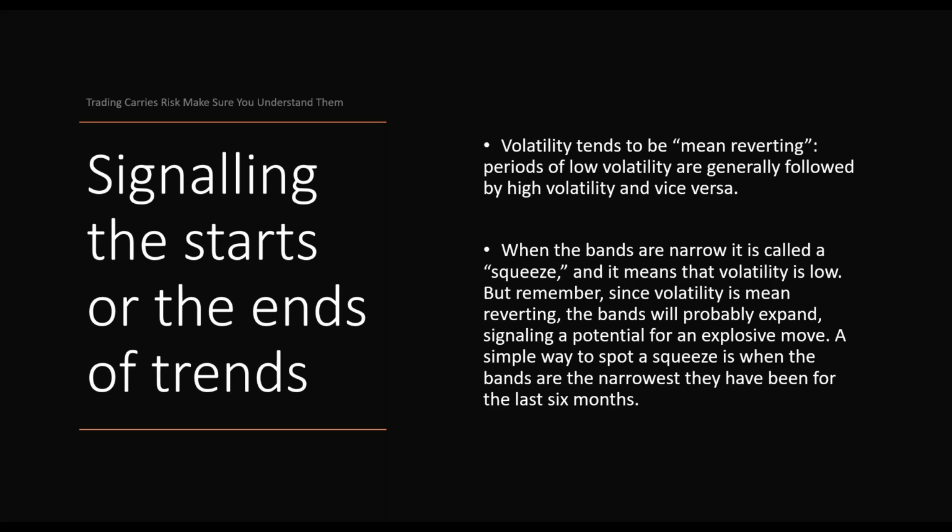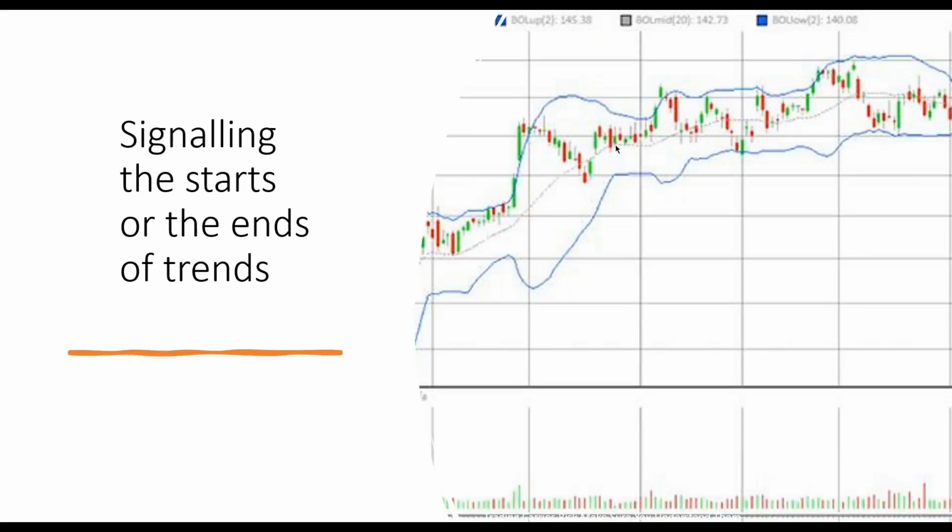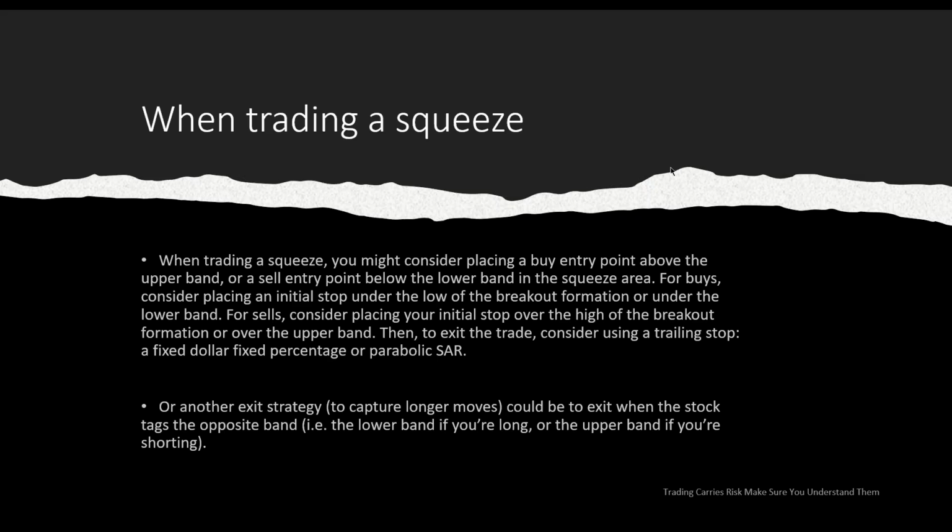A simple way to spot a squeeze is when the bands are narrowest and they have been there for a while. So when bands are narrow and they've been there for a while, we know that price is sooner or later going to explode. We don't get a directional signal. What we do know is that price is going to explode out of that band one way or another. So we're going to be looking for a break.